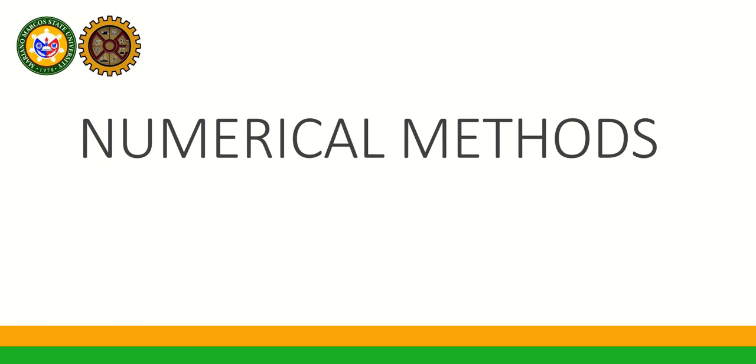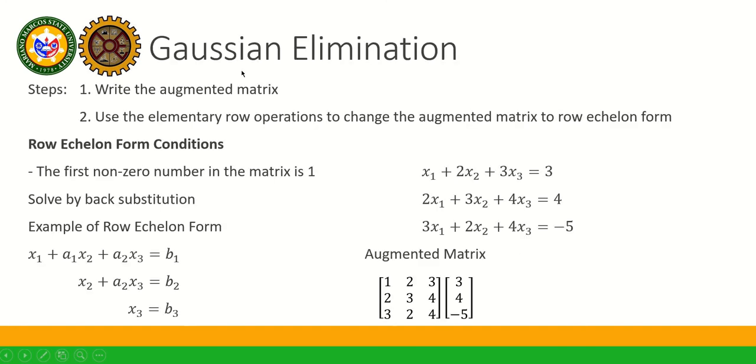Okay, so we are still in the discussion of the direct solutions for systems of linear equations. So, next na is the Gaussian elimination. So, steps natin, una, write the augmented matrix. And the second one is use the elementary row operations to change the augmented matrix to row echelon form.